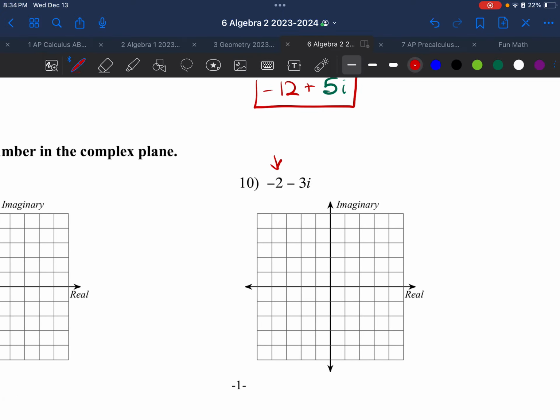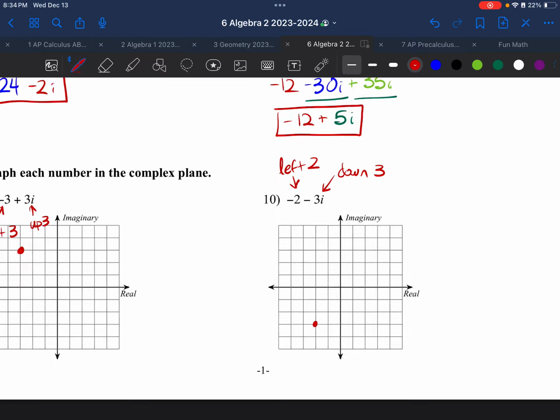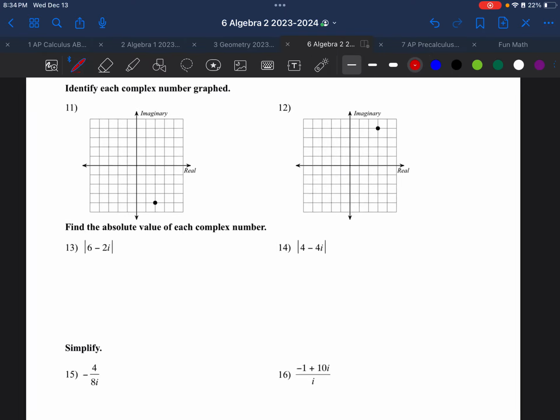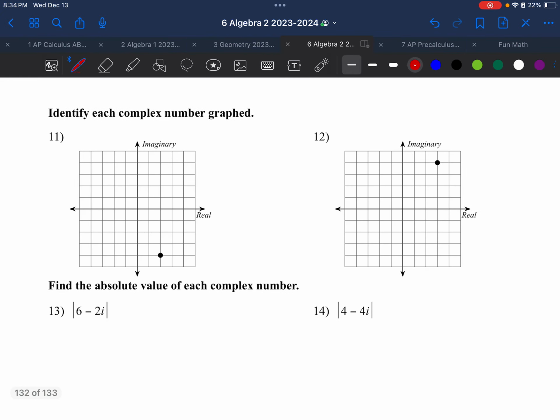Again, graphing negative 2 minus 3i. This is saying go left 2 and go down 3. Left 2 from the origin, 1, 2, and then down 3, 1, 2, 3, and I get my final answer right here. Moving on to number 11, we're supposed to go backwards now, and it's giving us a problem.